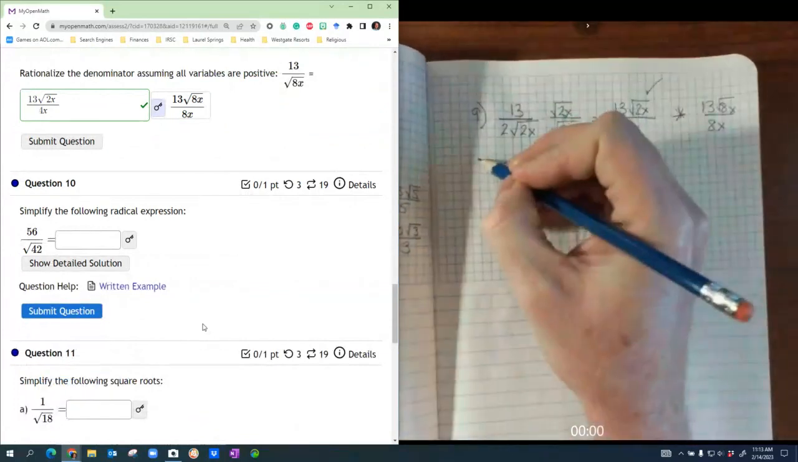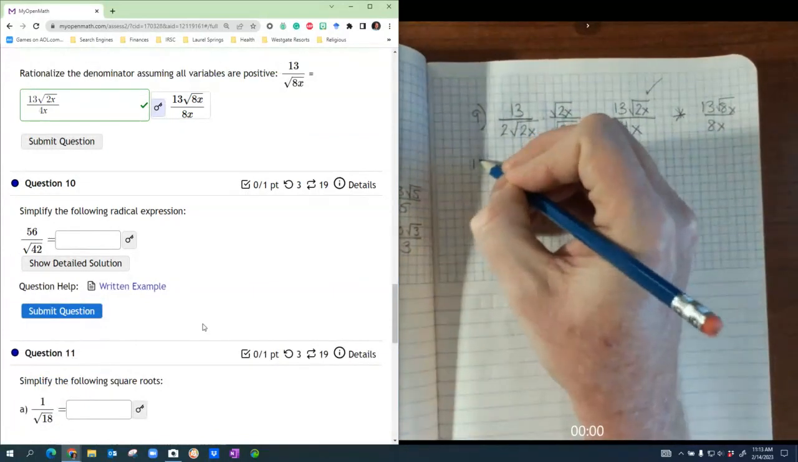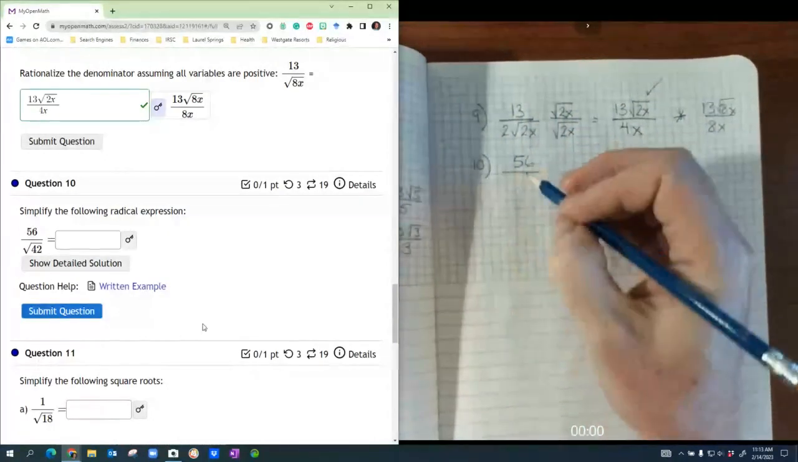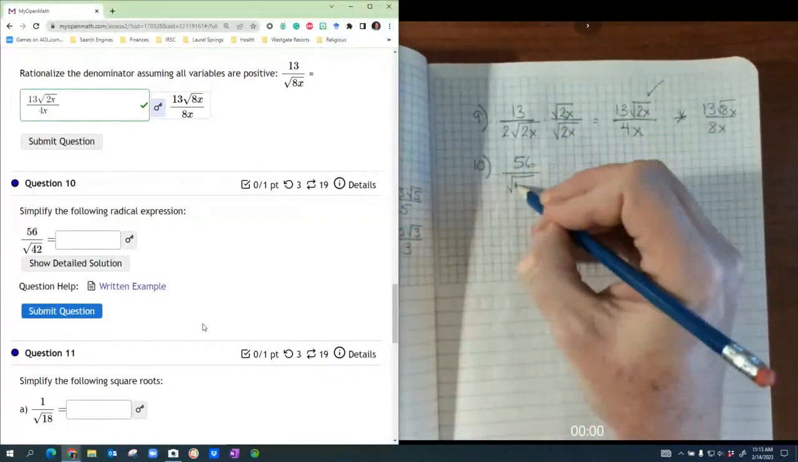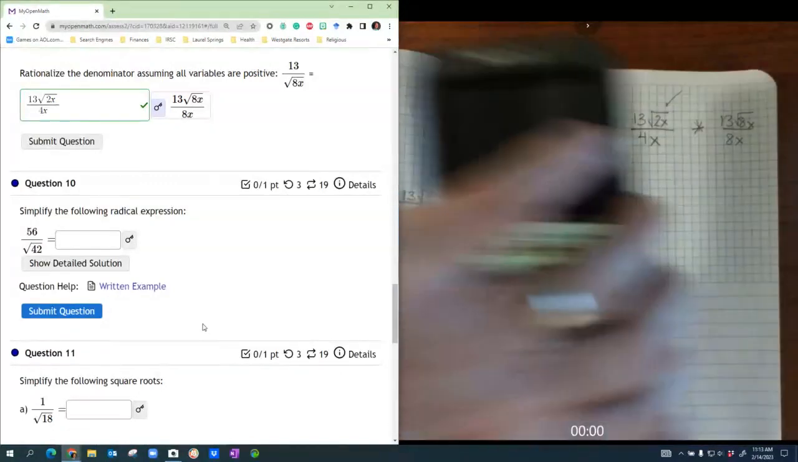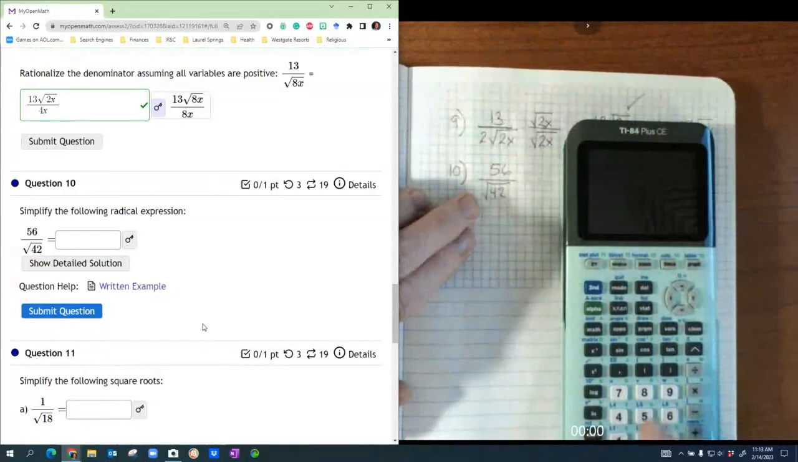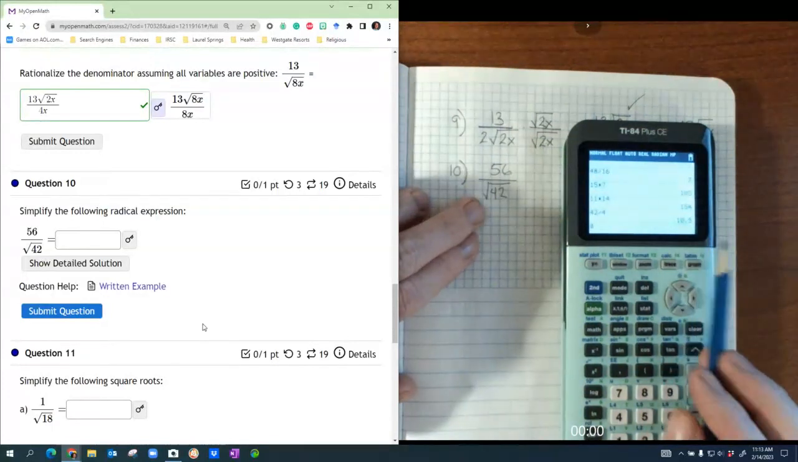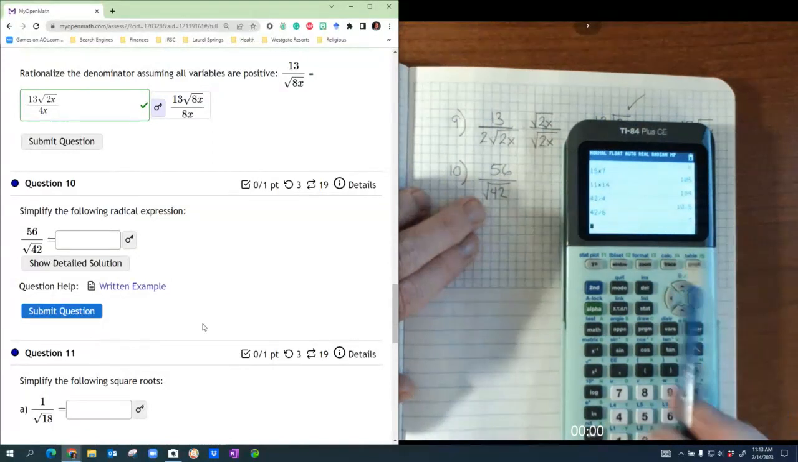Now, let's take a look at number 10. We have 56 over 42. So here's 42. Now, remember what I told you before. You want to try to divide 42 by perfect squares. So 42 divided by, for example, 4 gives you 10.4. That's not working, right? So 42 divided by 6 gives you 7.